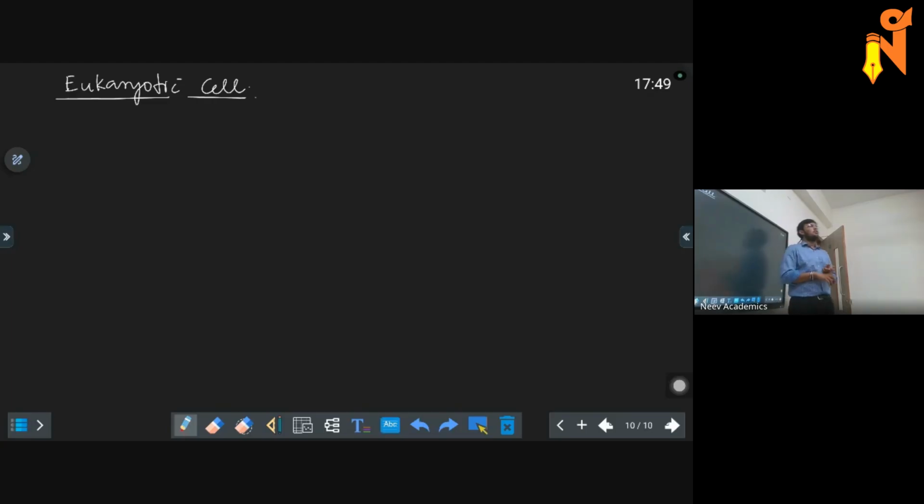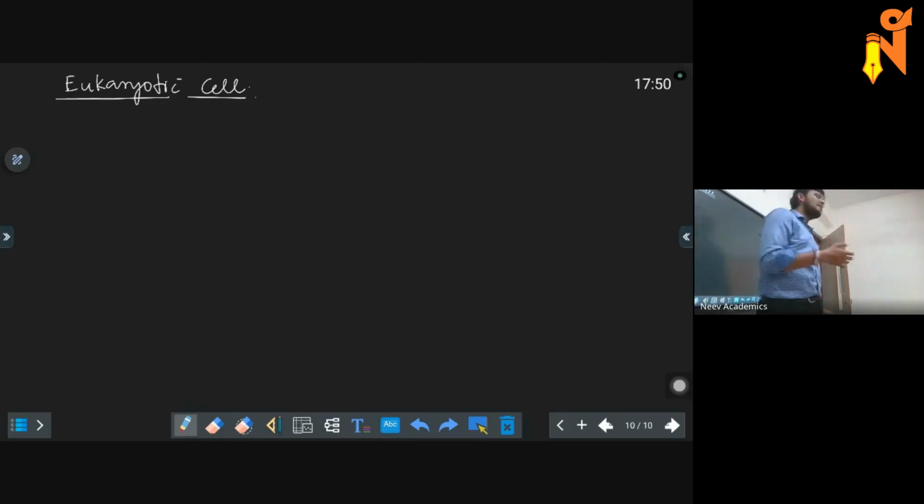If I mention fungi, then fungi have a cell wall made up of chitin. And chitin is a homopolymer of NAG. What is NAG? N-acetyl glucosamine, which was there in peptidoglycan. But at that time it was acting as a heteropolymer as a part of peptidoglycan. Here only NAG forms the chitin.